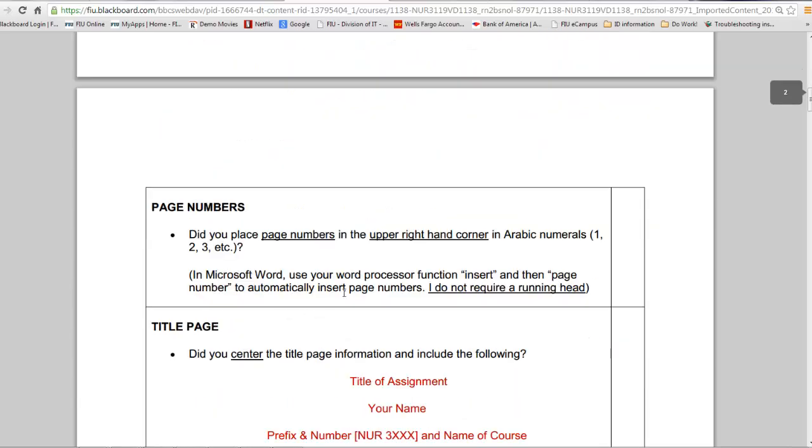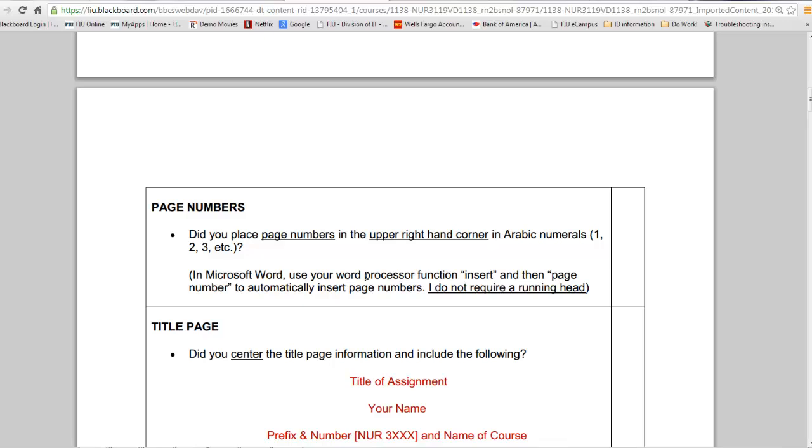Page numbers. Page numbers should start in the title page. So number 1 should be the title page, number 2 is the second page, and so on. This guideline states that running head is not required.